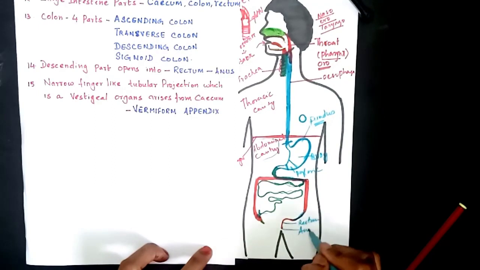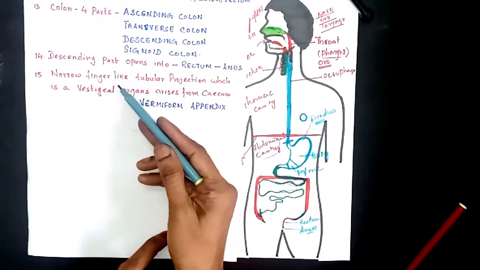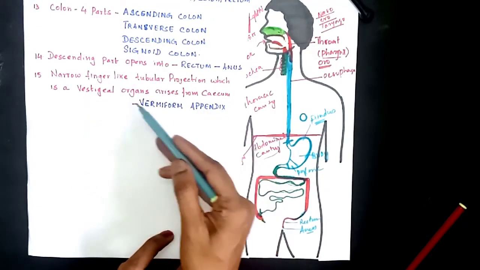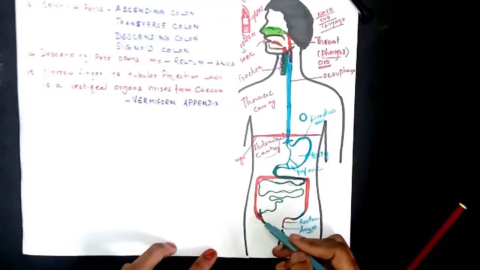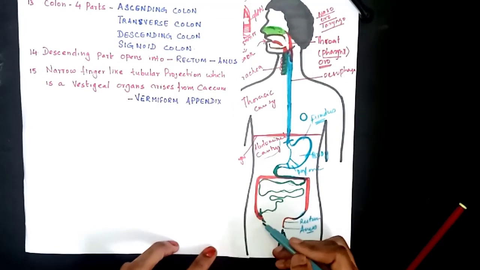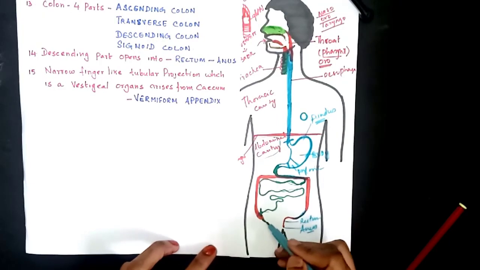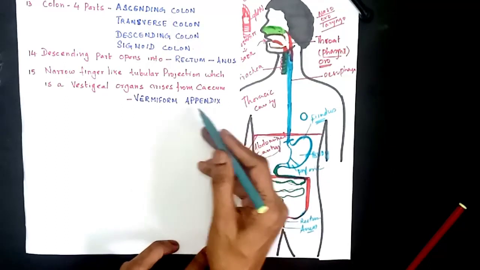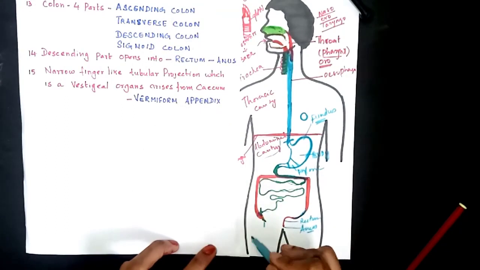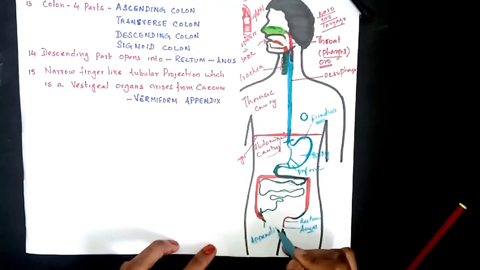This is the anus. One more important MCQ here: a narrow finger-like tubular projection, which is a vestigial organ, arises from the cecum. Here this is the cecum, and here there is a small finger-like tubular projection. This is a vestigial organ which is now of no use, which arises from the cecum, and is called the vermiform appendix. This is a vestigial organ.